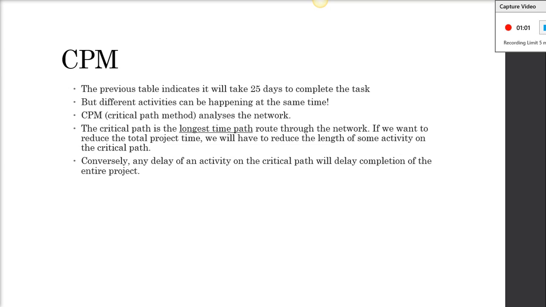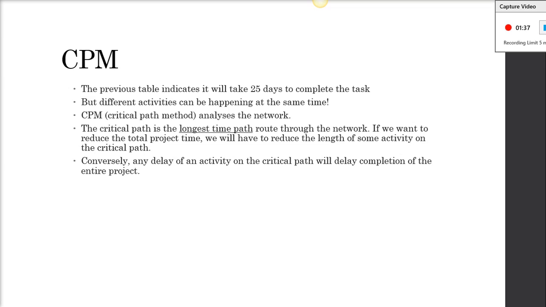So the critical path is the longest time path route through the network. That's going to be important on the quiz. If we want to reduce the total project time, we will reduce the length of some activity on the critical path. The critical path is the longest time path route through the network. So if you lower the critical path, you should, in theory, lower the time it takes for that project to be completed.